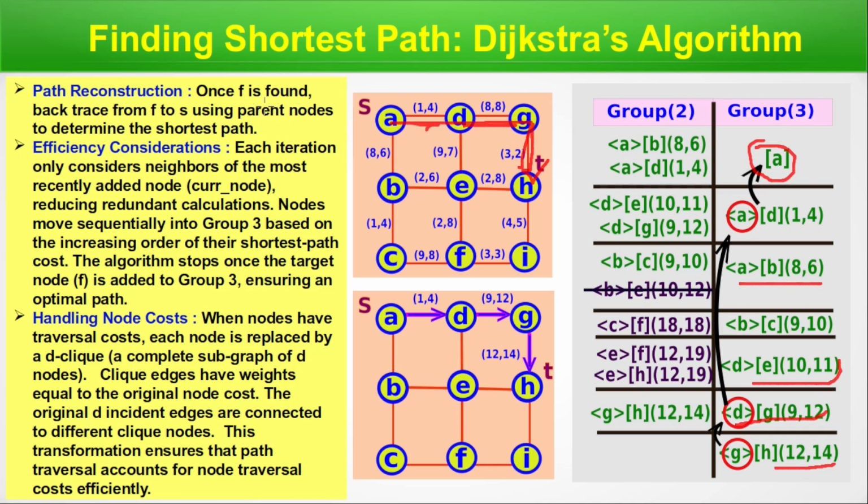Path reconstruction: once F is found, backtrace from F to S using the parent nodes to determine the shortest path. Efficiency consideration: each iteration only considers neighbors of the most recently added node, the current node, reducing redundant calculation.